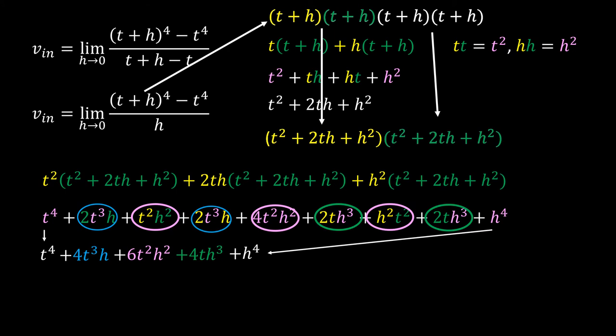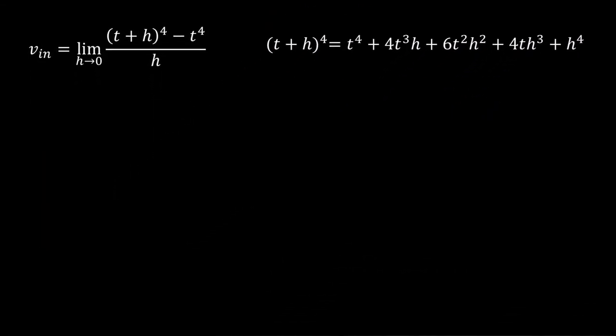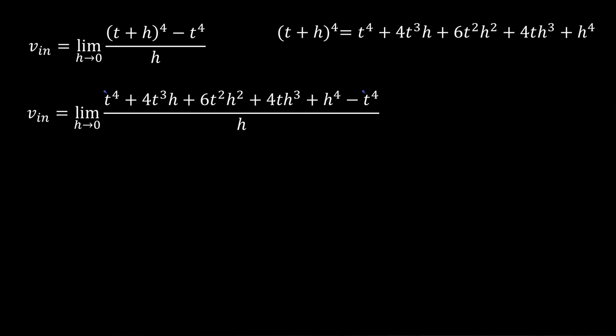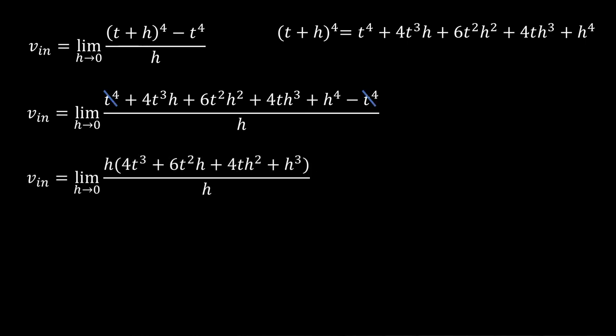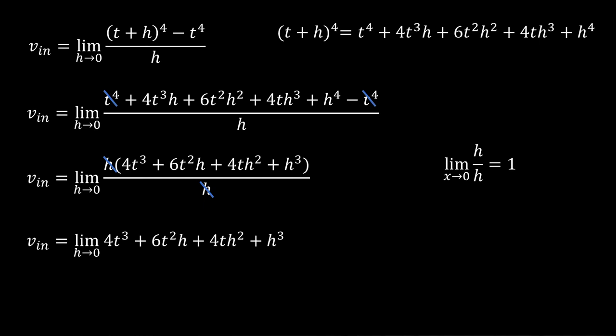So putting our expansion back into our rate equation, we see that first the t to the fourth terms disappear, as t to the fourth minus t to the fourth equals zero. We then factor out h in the denominator to get h, open brackets, 4t cubed plus 6t squared h plus 4t h squared plus h cubed, close brackets, divided by h. We have already seen that the limit as h approaches 0 of h over h is 1. So now the h over h can be cancelled, leaving 4t cubed plus 6t squared h plus 4t h squared plus h cubed.